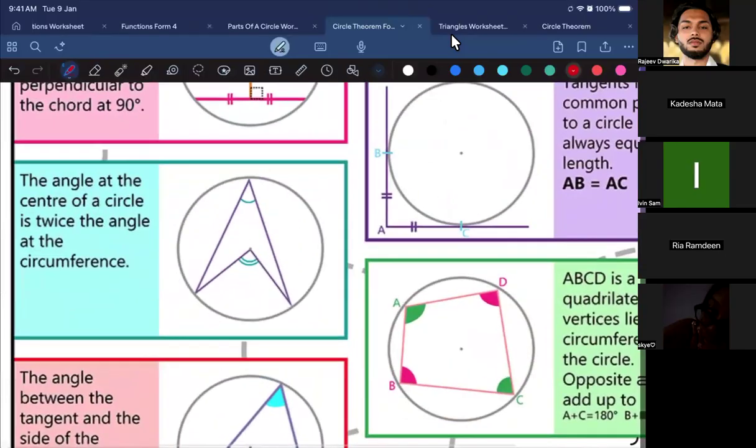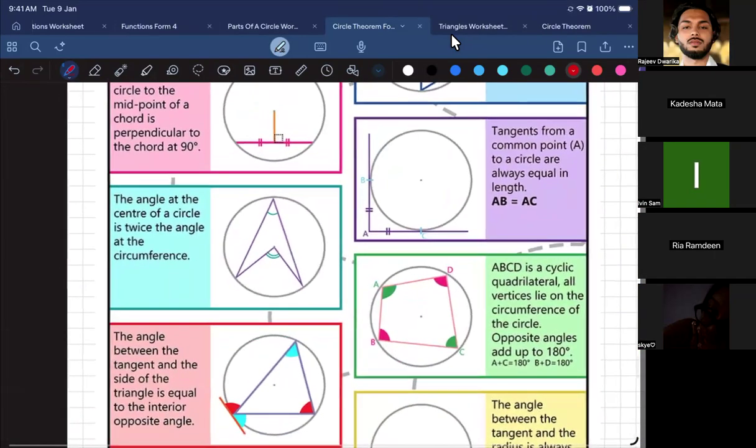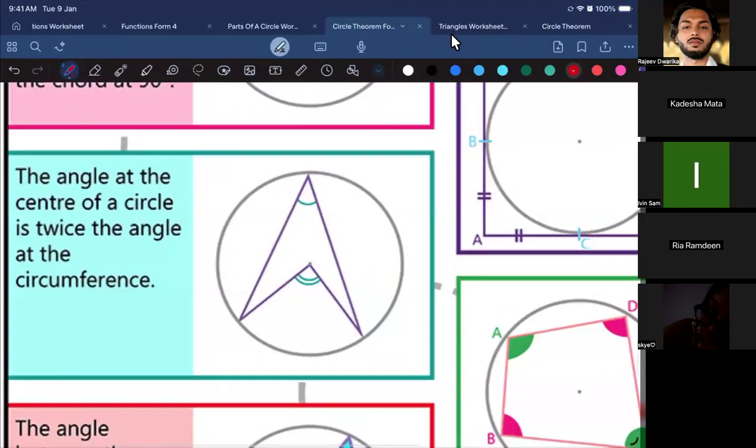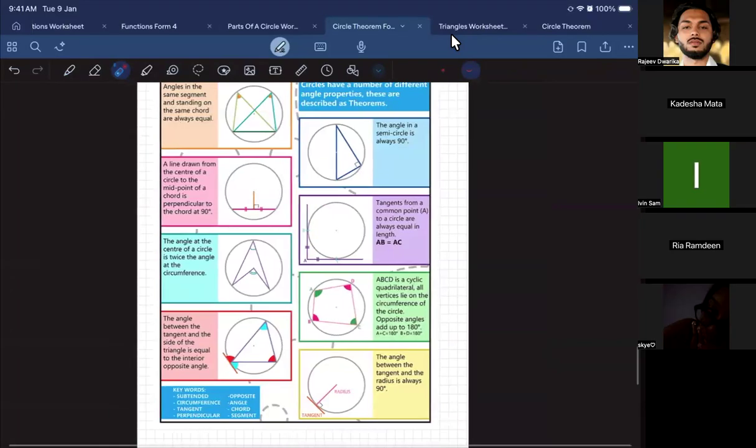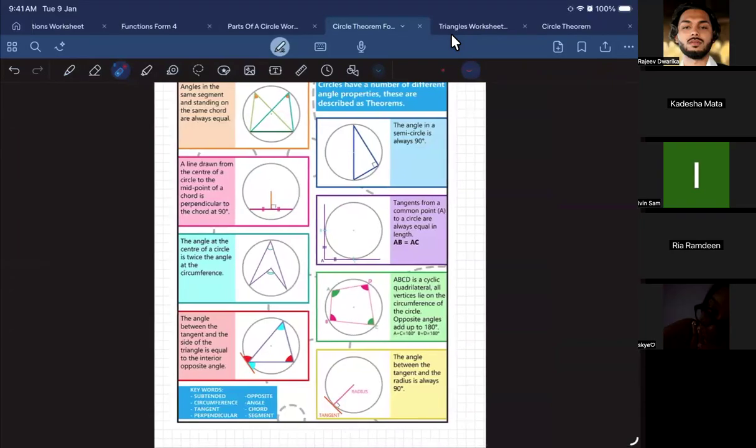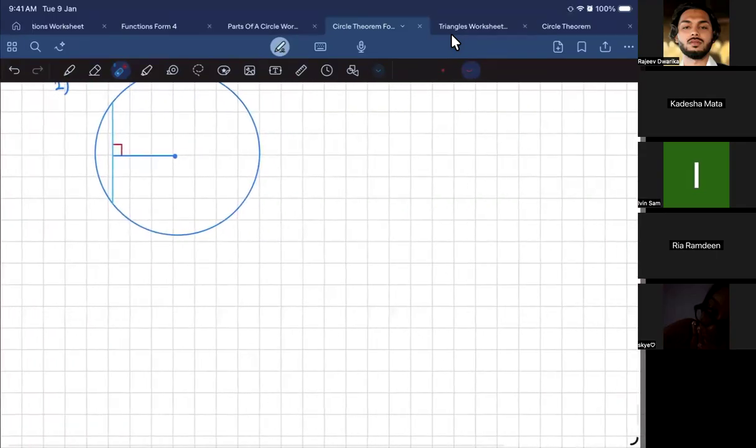You see this one over here? This one comes very, very frequently. So Sky, I want you to read theorem 3. It says the angle at the center of a circle is twice the angle at the circumference. Now they kind of leave out something: for this theorem to work, it must be standing on the same arc or chord. I have the theorems here, but in my notes I'm going to write the better ones.